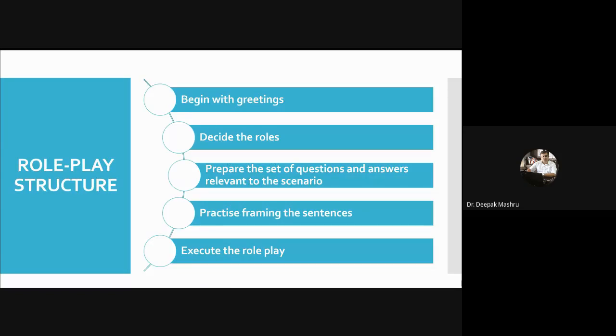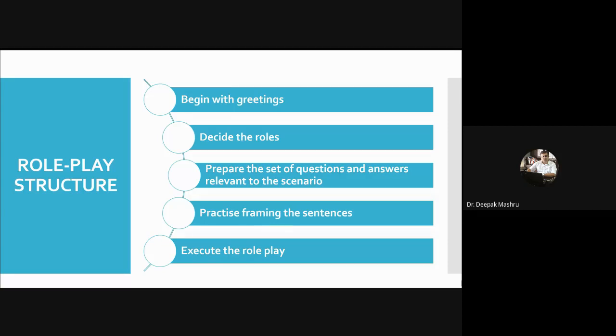Fine. I request everybody to have a screenshot of this, because while you will be preparing for your role play, this would not be there before your eyes. This is a common structure that I wish you people to have.